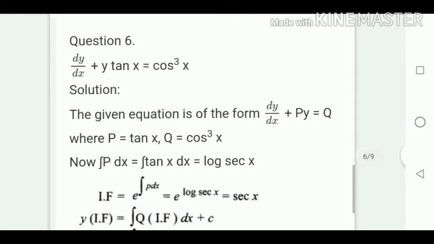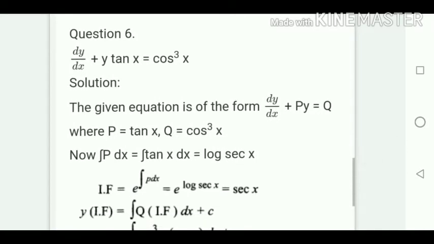Question number 6. dy by dx plus y tan x equal to cos cube x. Listen here. The coefficient of y in the second term is tan x, and the value of q on the right hand side is cos cube x. Therefore p equal to tan x and q equal to cos cube x.